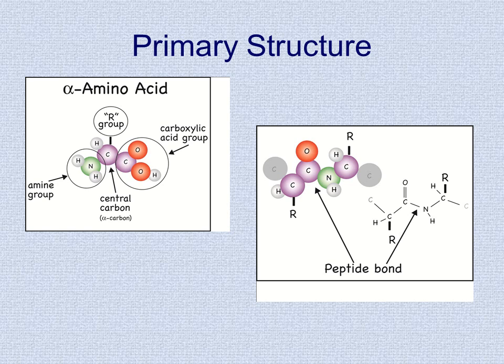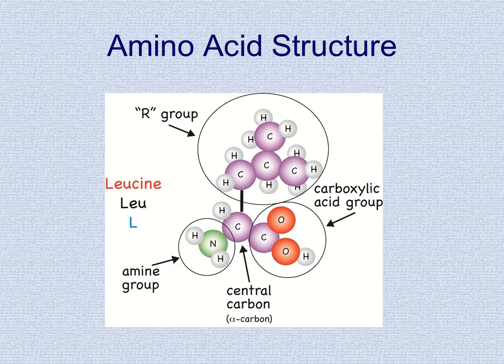Now, the primary structure is made up of amino acids, and amino acids have a carboxylic acid group and an amino group, a central carbon, and an R group that can be anything from a hydrogen up to a very large molecule. The amino acids link together to form a peptide bond as they form an amide bond. We talked about amide linkages in an earlier chapter, and that's basically what that is. Now, here's an example of an amino acid structure, the amino acid leucine. You see the carboxylic acid group, the central carbon, the amine group, and a particular specific R group, which defines that amino acid as leucine.